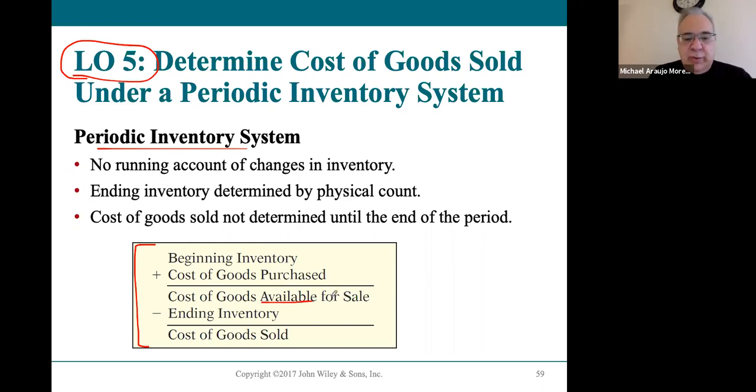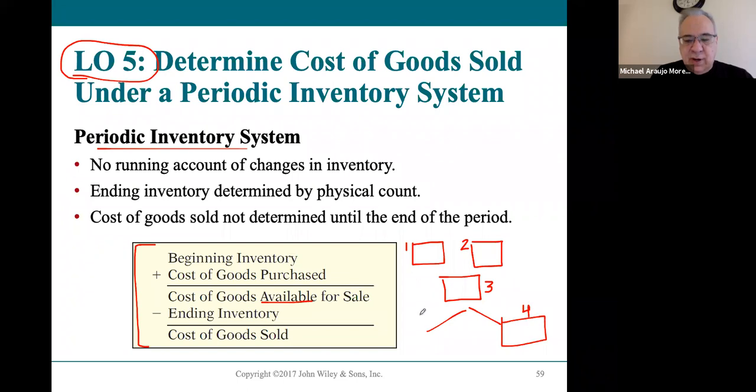And like I was mentioning, only two things can happen to inventory once you buy it. You either still have it in the store, so you subtract out the ending inventory. Whatever is not there is your cost of goods sold. From Learning Objective 1, it was given to you in a graphic form with the boxes, where you started with beginning inventory, then you added in all the stuff that's purchased to give you the total amount that's available for sale. And then only two things can happen to that.